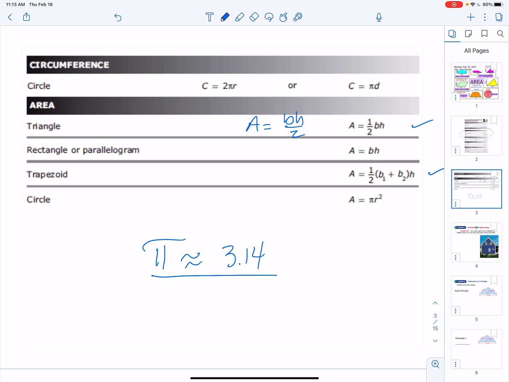Same thing for the trapezoid formula. I like to write it as parenthesis B1 plus B2 times H divided by 2. Okay, and that just allows me to remember that the last thing I do once I do the math is I have to divide my answer by 2. And again, here on the circle, we've got pi r squared, which we know is pi, which is the 3.14 that we've just talked about, times radius. And again, we'll talk about that once we get to the circles.